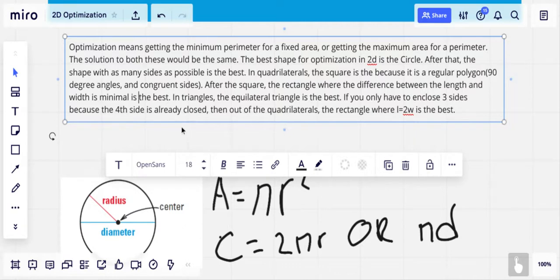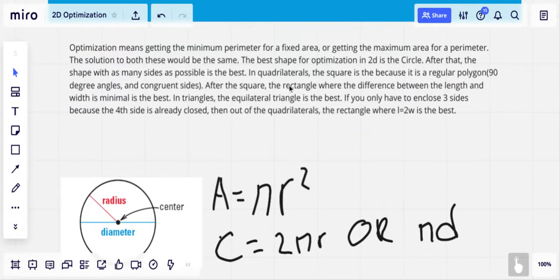After that, the shape with as many sides as possible is the best. In quadrilaterals, the square is the best because it is a regular polygon, meaning that it has 90-degree angles and four congruent sides. After the square, the rectangle, where the difference between the length and the width is minimum, is the best. In triangles, the equilateral triangle is the best.